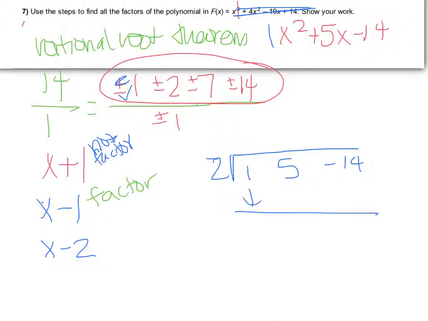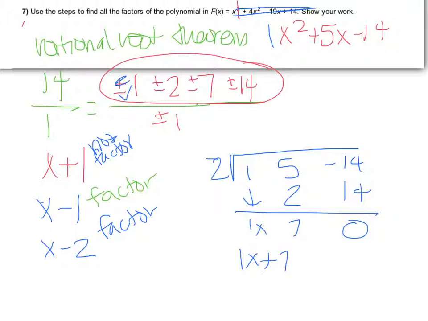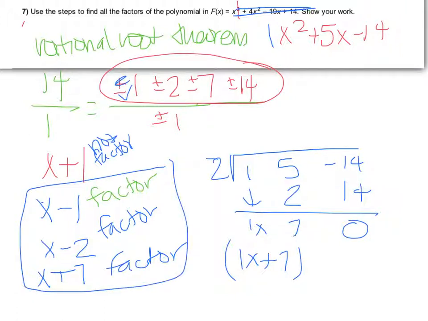I'm going to bring down my 1. 2 times 1 is 2. 5 plus 2 is 7. 2 times 7 is 14. -14 plus 14 is 0. So what I've learned is that x minus 2 is also a factor. And what this tells me is that 1x plus 7 is my remaining part, my quotient. So it has to be my last factor because I can't reduce that anymore because there's no way to get rid of anything. So my 3 factors are x minus 1, x minus 2, and x plus 7.